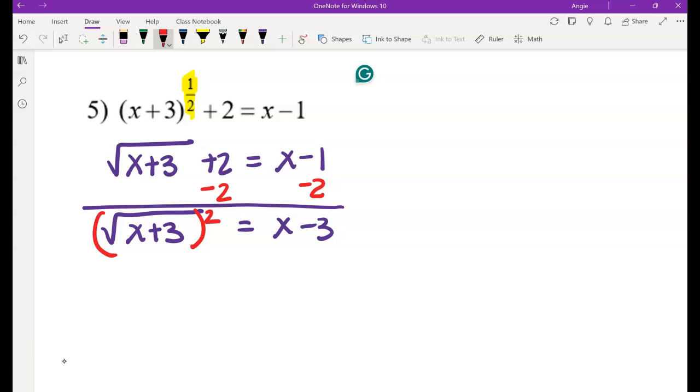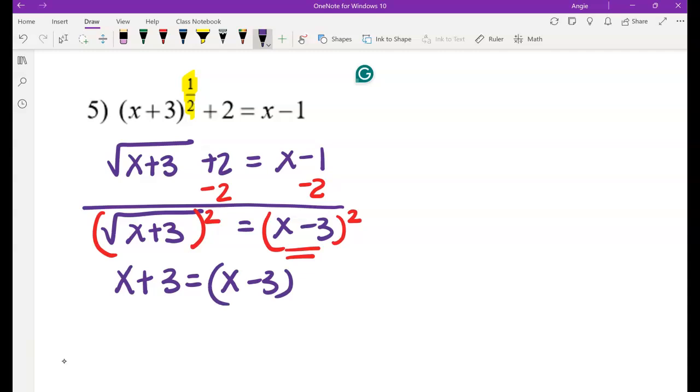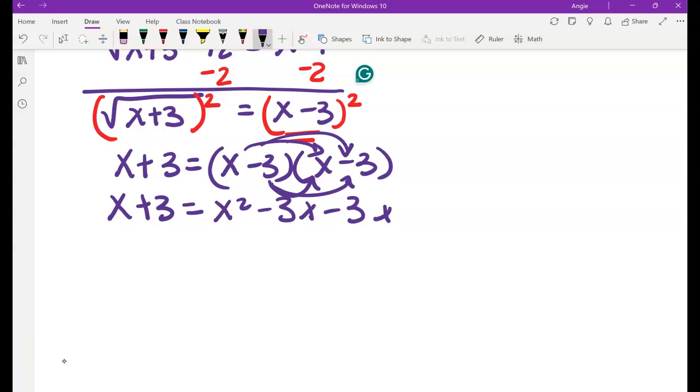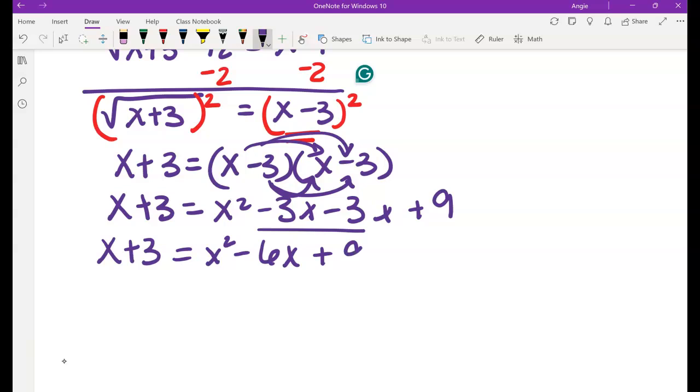This is going to be a little bit more difficult because these right here are 2 terms. When you square both sides, we need to FOIL that out. So write it out twice like this, and we are about to multiply. So x plus 3 equals x times x is x squared. There's going to be negative 3x. This is also negative 3x. Negative 3 times negative 3 is now going to be a positive 9. Combine like terms, so x plus 3 equals x squared minus 6x, and then plus 9.